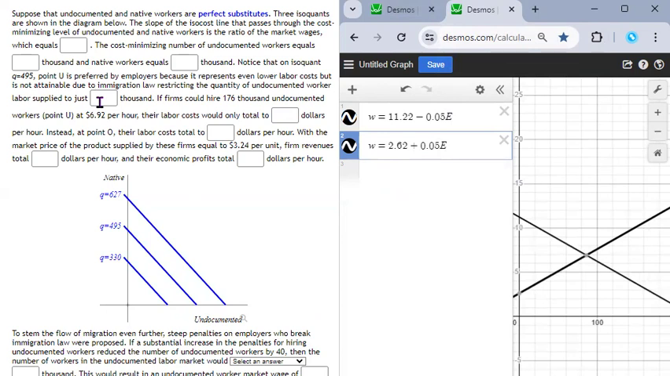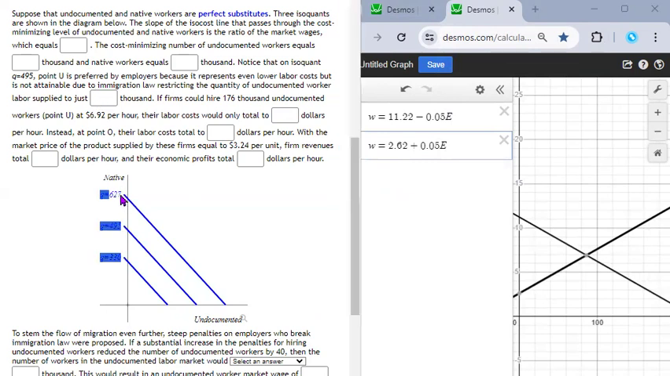Suppose that undocumented and native workers are perfect substitutes. Three isoquants are shown in the diagram below. There are a lot more than that, but we're just showing three of them. The highest one corresponds to an output of 627. The middle one corresponds to an output of 495. And the one on the bottom corresponds to an output of 330. What is not shown is the isocost line, and it's going to pass through the cost-minimizing level of undocumented and native workers.